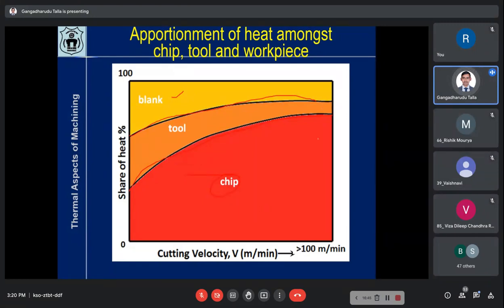Maximum amount is going to the chip only as the velocity is increasing, because increasing velocity means the chip will be removed very quickly. So heat cannot go from the chip to the workpiece or tool. So the majority amount will be with the chip. Then the amount of heat going to the tool will reduce with the velocity. This is expected. And for the workpiece, it will gradually reduce. So the majority is going with the chip.